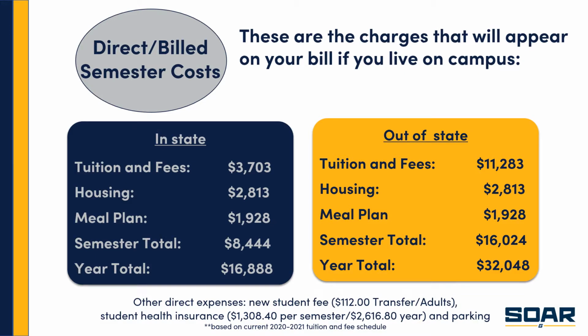We call these direct or billed cost. These are the charges that you'll see on an actual bill. Tuition and fees will definitely appear on your bill for both in-state and out-of-state students. If you elect to live on campus, you'll have to pay for the dorm room, and you'll also have to purchase a meal plan. So these two charges would be on your bill as well. You can see the semester totals.